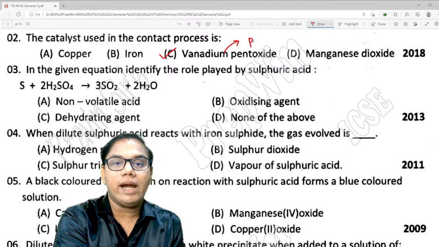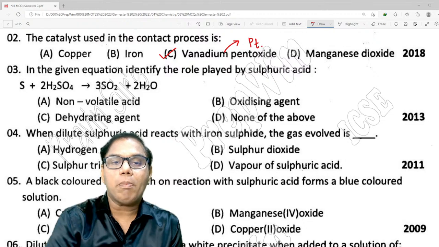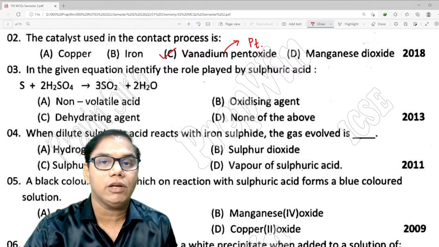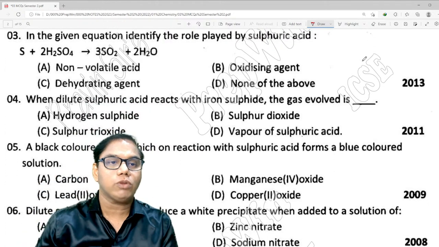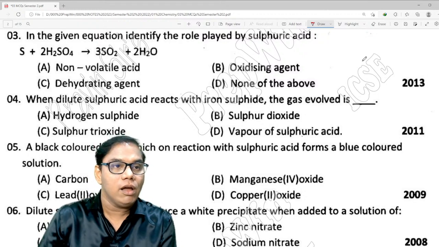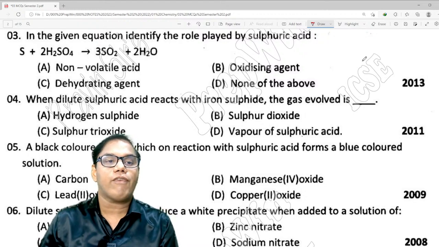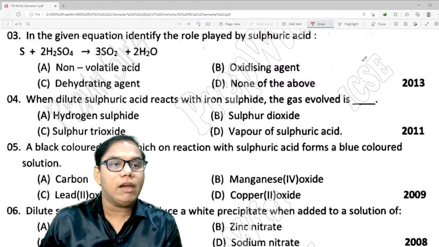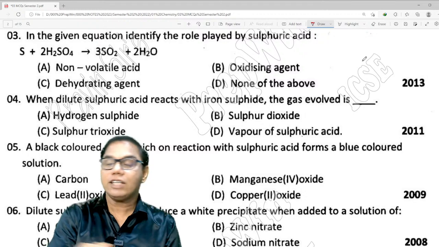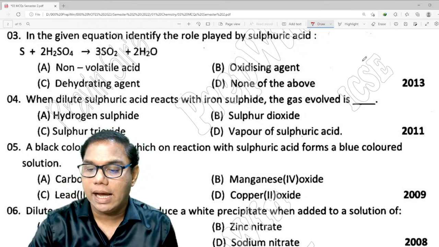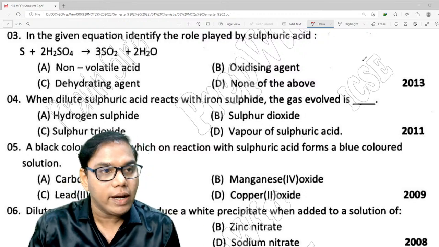The substitute to vanadium is platinum, but platinum is very, very expensive, so we don't use that. So the correct answer for the second one is C. In a given equation, identify the role played by sulfuric acid. Yesterday we did a question in yesterday's live streaming. What is the answer?